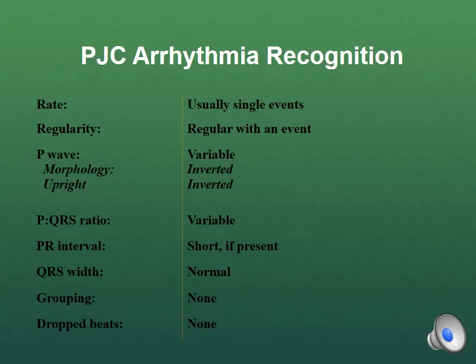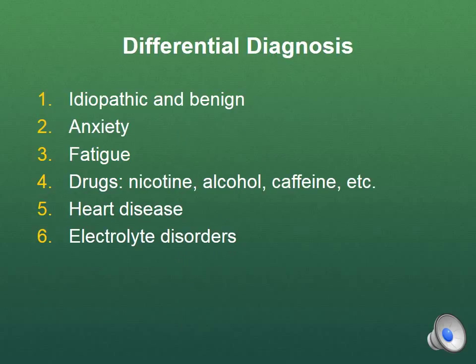So recognizing a PJC, generally they're going to be single events. They can be regular, they can be unifocal or bifocal, they can be bigeminal or trigeminal as well. The P wave morphology is going to be variable, and then there's not going to be any grouping or dropped beats. The QRS width should be normal, and the PR interval, if present, is going to be very short, and the P wave inverted if it's present as well. Again, these can be caused by a lot of things. Most people have PJCs on a fairly semi-regular basis. Most of the time they're going to be idiopathic, but there can be some causes for them as well.